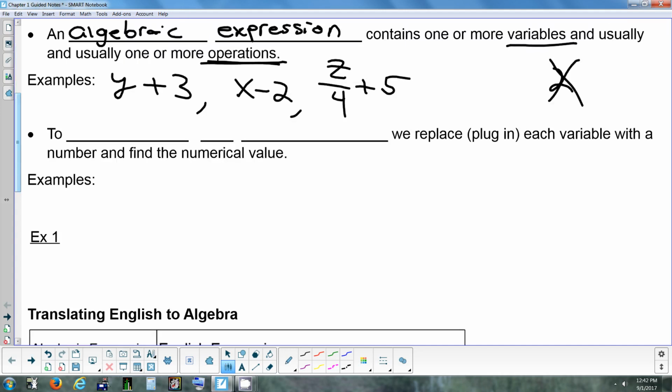All right. The next one. To blank, blank, blank, we replace each variable with a number. Does anybody know what that's called, when you replace a variable with a number? So if I had x plus 3, and I want you to let x equal 4, what would you have to do with the 4? Plug it in, exactly. And when you plug it in, that's called evaluating an expression.